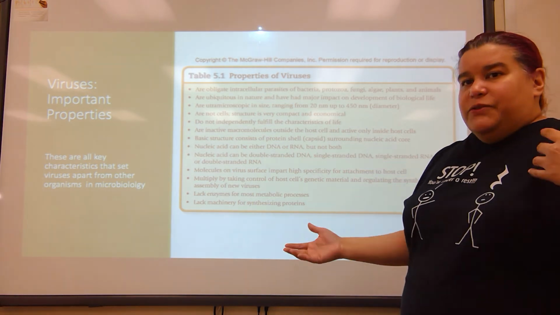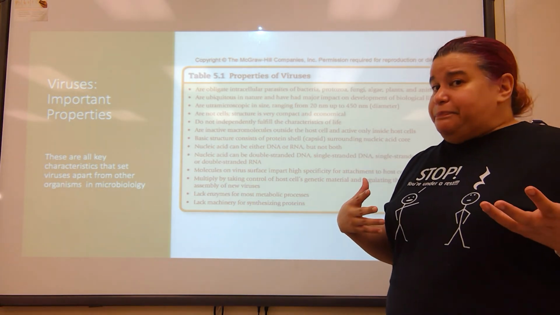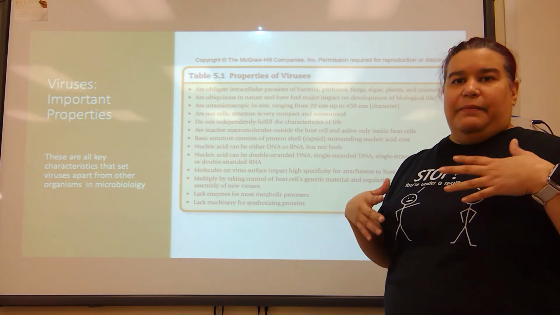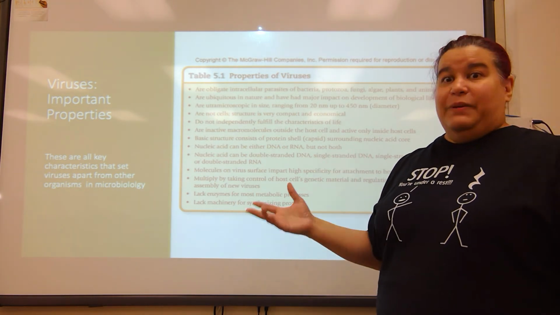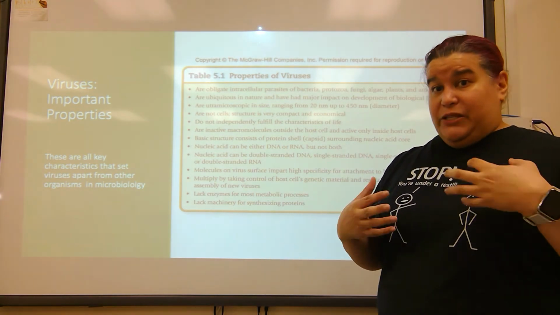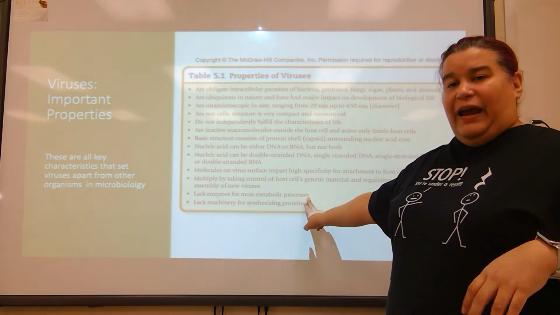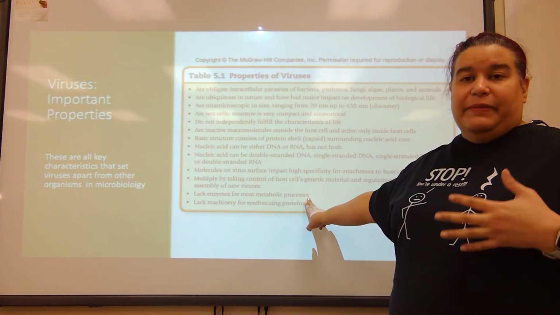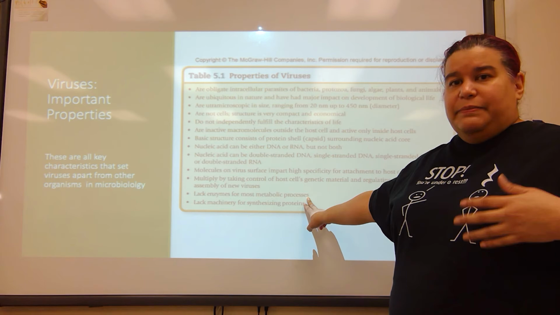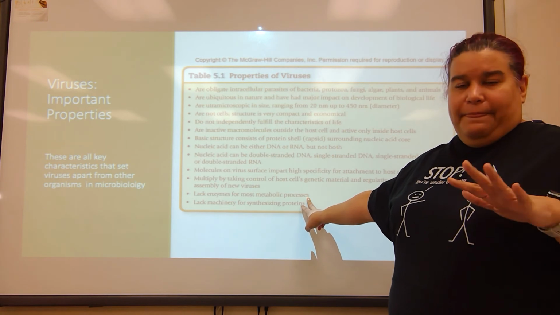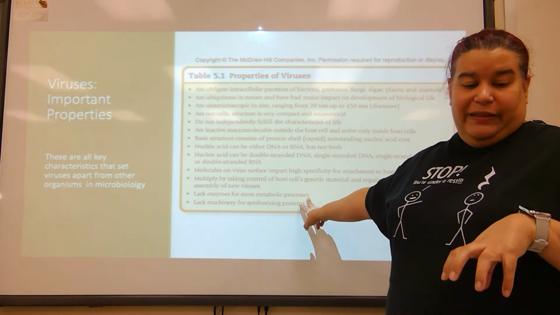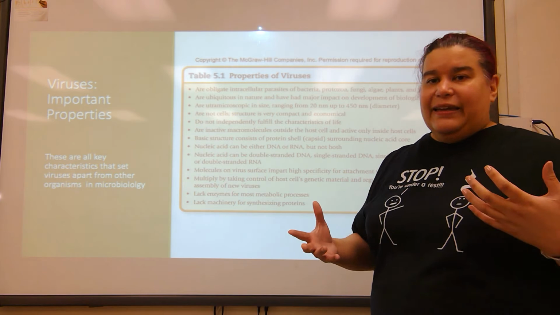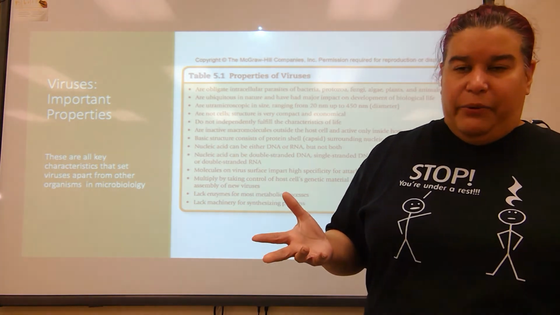They lack enzymes for most metabolic processes. Things like lysozyme and amylase, enzymes that are in our cells, they don't have them. They don't have the capacity to make them. They don't have ATPase to make ATP. The things that you would associate with a living cell aren't there. And they lack any type of machinery for making proteins.